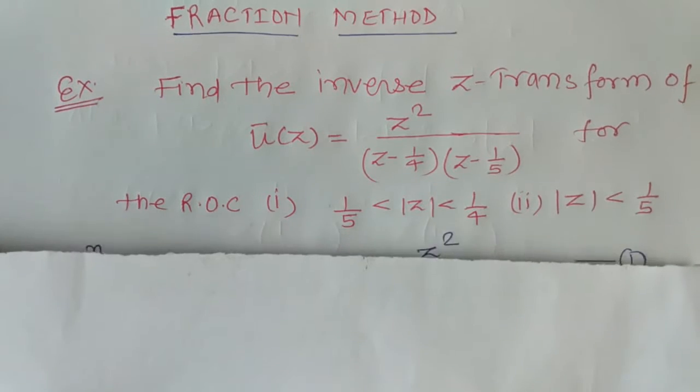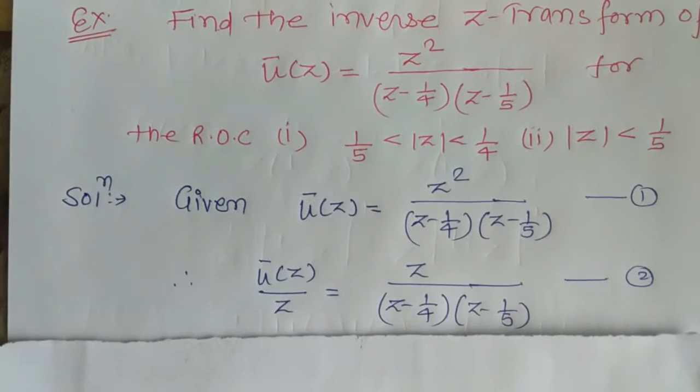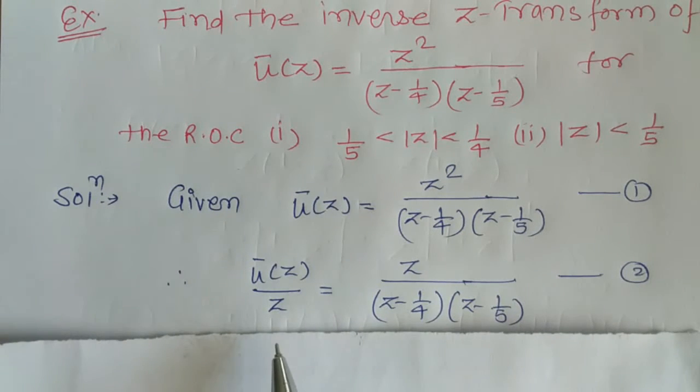So the given U bar z is z square divided by (z minus 1 by 4) into (z minus 1 by 5). Now we write the numerator z square as z into z, and one z we transfer to the left hand side. Then we get U bar z upon z equal to z upon (z minus 1 by 4) into (z minus 1 by 5). Now we apply the partial fraction technique on the right hand side of equation 2.